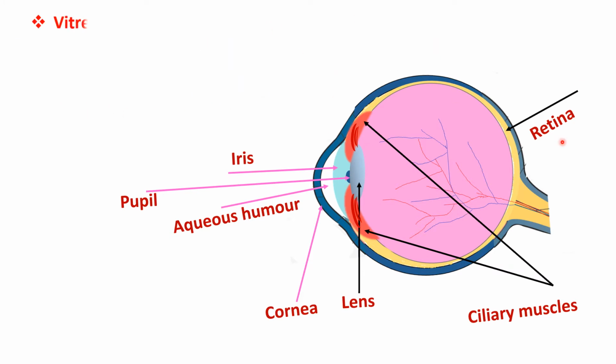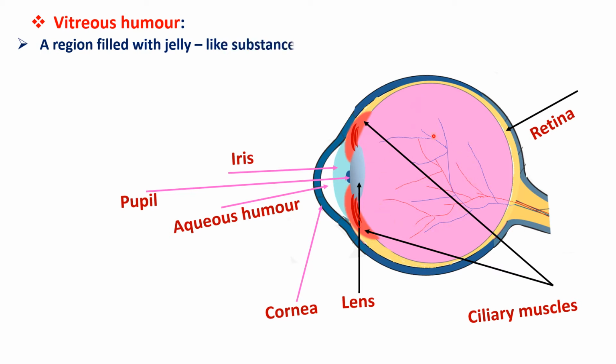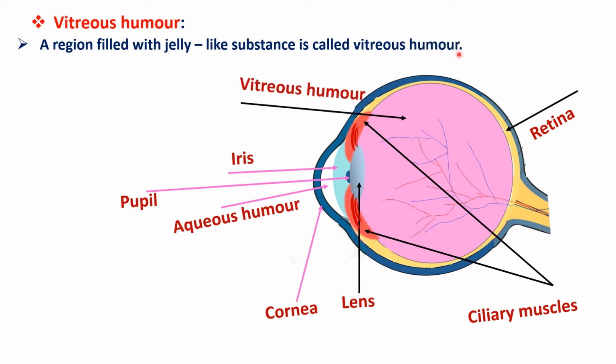Next, vitreous humor. Here, this part, orange part, a jelly-like substance. Okay, a region filled with jelly-like substance is called vitreous humor. This one.